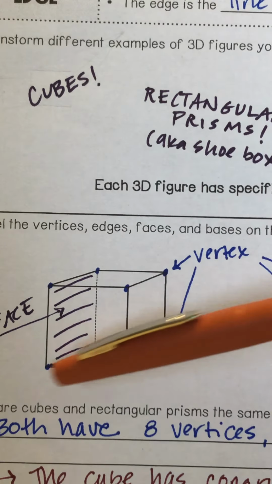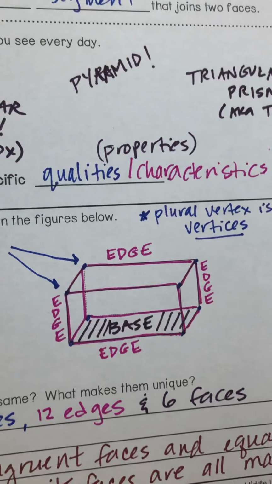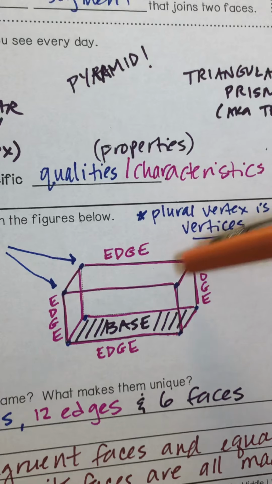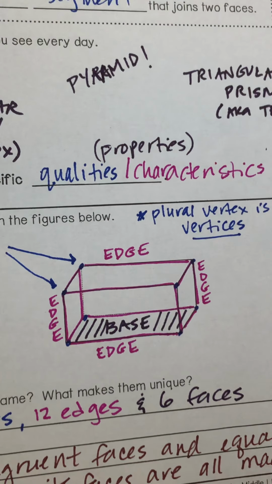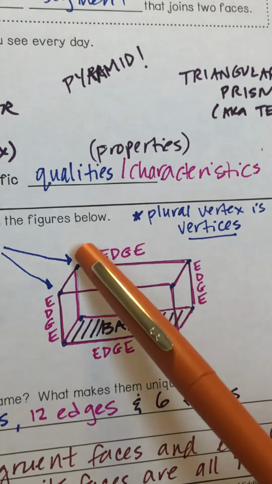A cube has 8 vertices. 1, 2, 3, 4, 5, 6, 7, 8. All right, those are the vertices. Same over here with the rectangular prism, also has 8. All those little corners, there's 8 of them. In blue, the edge is the line where the 2 faces or bases meet. So these are edges. So we can also count up the edges. And then the base, this is a base, well, this is also a base, this parallel portion. I didn't label that, but that's also the base, okay?